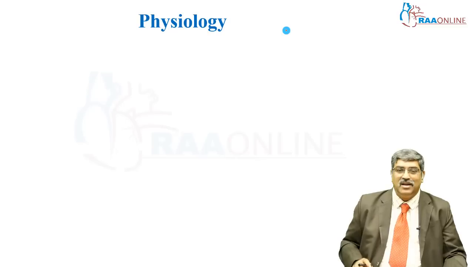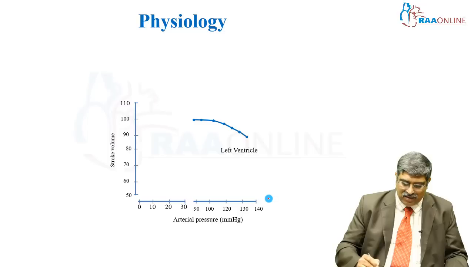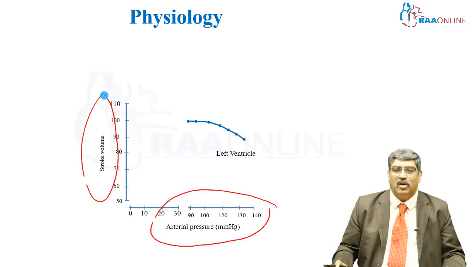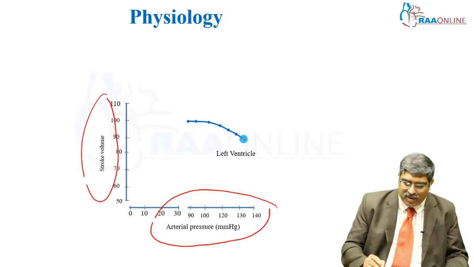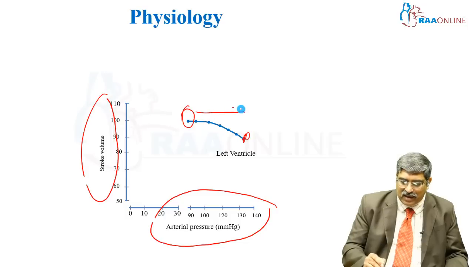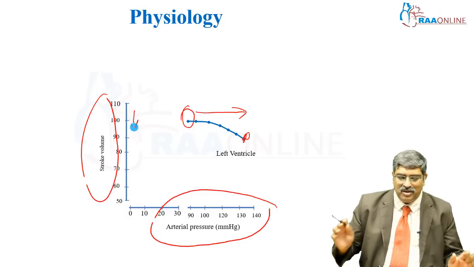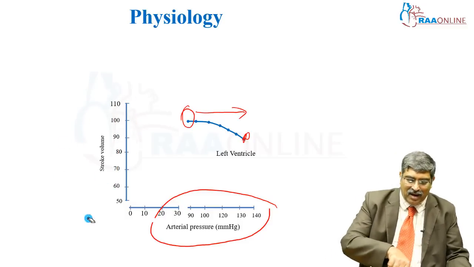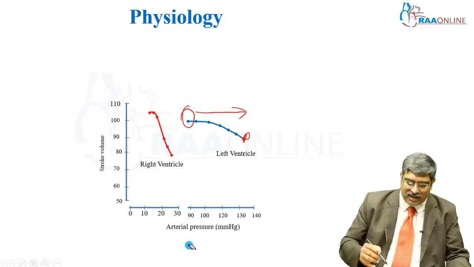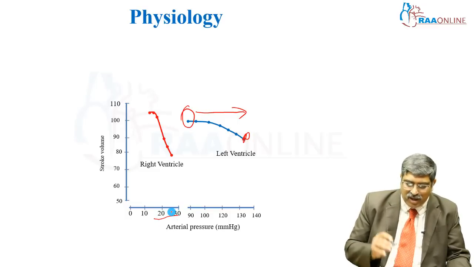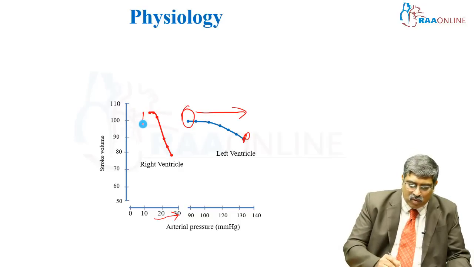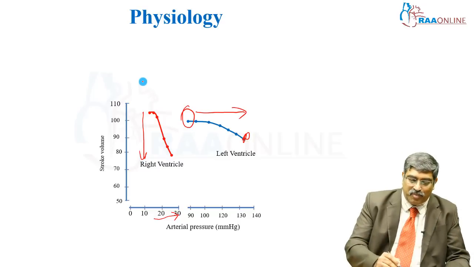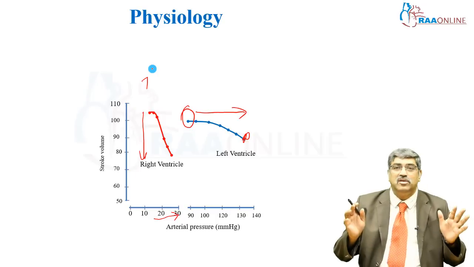Why is it so? Here, if you look at the right ventricle, the x-axis is arterial pressure and the y-axis is the stroke volume. In the left ventricle, when the pressure is between 140 to 90, there is hardly any change in the stroke volume. The stroke volume drops from 110 to 90. But if you take the right ventricle, an increase of pressure from 20 to 30 decreases the stroke volume from 110 to 70. Here, the drop with the increase in pressure is very high.